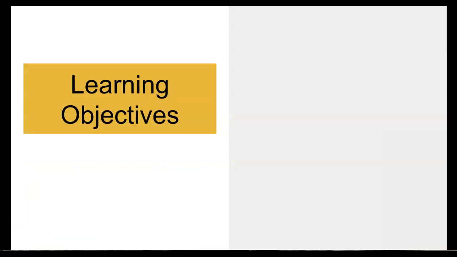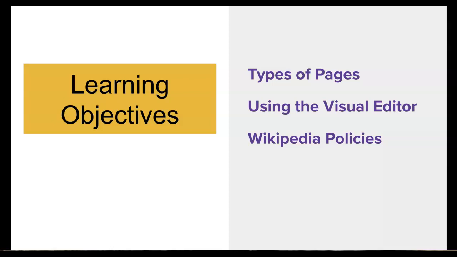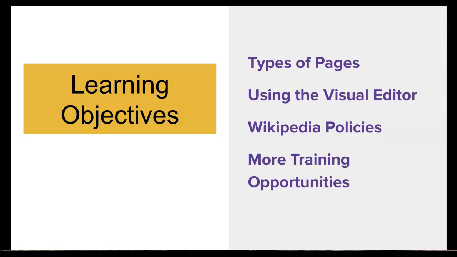This video focuses on the very basic technical aspects of editing Wikipedia. By the end of this video, you should be able to name and describe the purpose of 4 Wikipedia pages that will be most useful to you as a new editor, access and use the visual editor to make basic edits, list and explain the 5 pillars of Wikipedia, which defines the core policies of Wikipedia editing, and finally, locate additional options for training through WikiEDU.